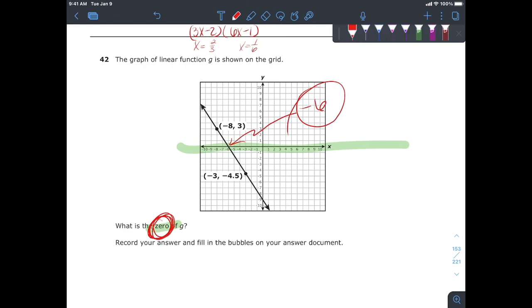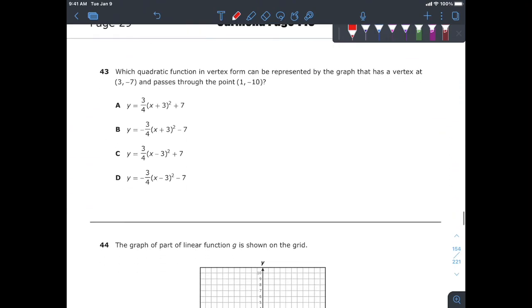Number 43. Which quadratic function in vertex form can be represented by the graph that has a vertex at this and passes through this point? So, the way that I would go about solving this is, first of all, I see how they've written this. And this vertex is h, comma, k. Those are the same thing that are in my equation.